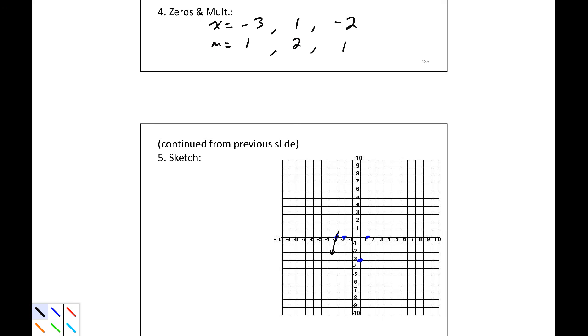Now, my function has to come back down to negative 2, which has a multiplicity of 1, so that it will cross there as well. I know that it will come down and hit at (0, -3), my y-intercept, and it needs to come back up to x equals 1, which has a multiplicity of 2, so that it will not cross, bounce the other direction, and that matches my end behavior.